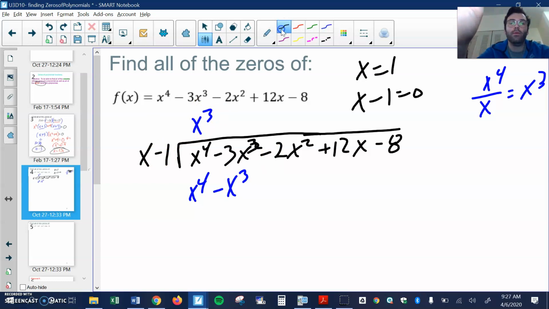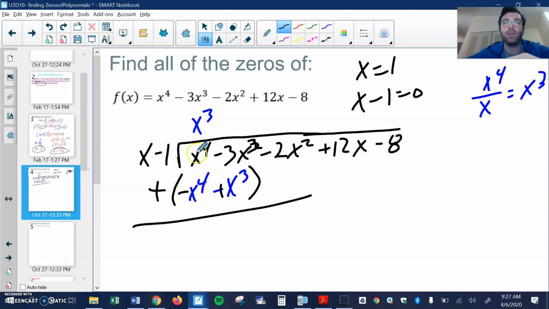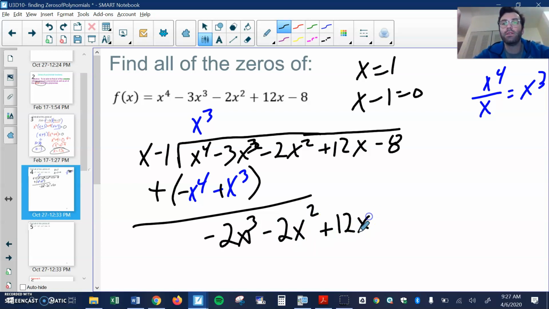All right, and what I like to think about this as being, this is in parentheses and I'm subtracting. So plus negative plus. If I subtract this whole thing, that means everything in here, the signs change. Okay, add straight down. These cancel out. Negative 3x to the 3rd plus x to the 3rd gives me negative 2x to the 3rd. All right. I should bring down negative 2x squared as well. And maybe this 12x, just for funsies.